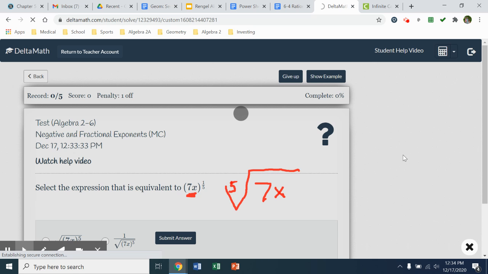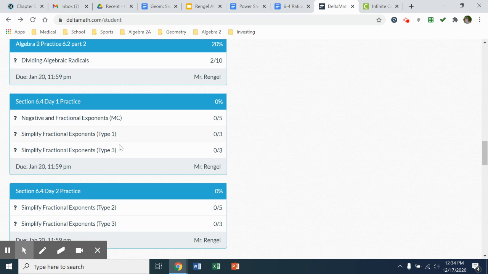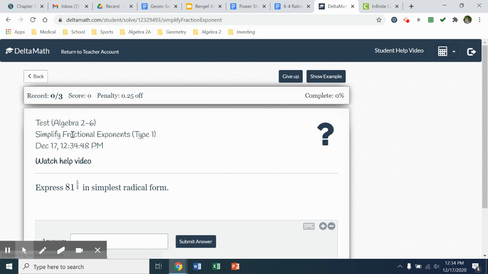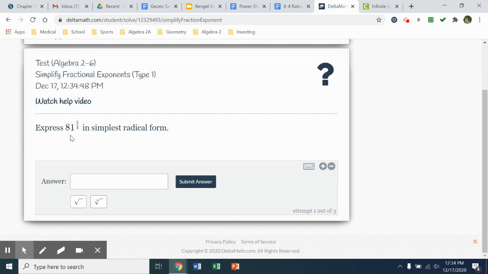Let's see if it wants to work here. Well, that's going to be the correct answer. For some reason now it doesn't want to work. But that'll be our first type of example that we'll see. Let's see if this one will work. All right, let's try this one.